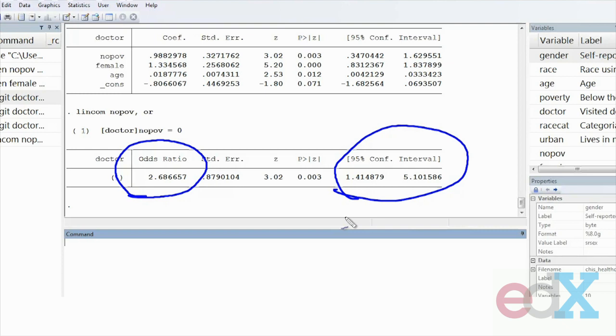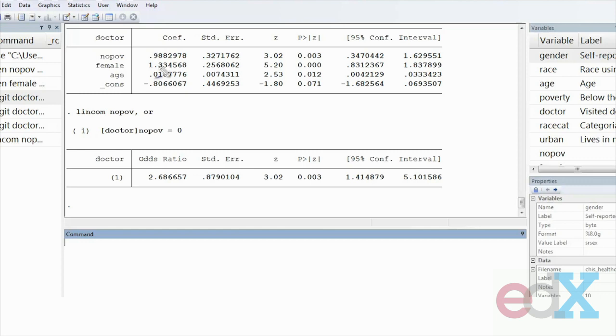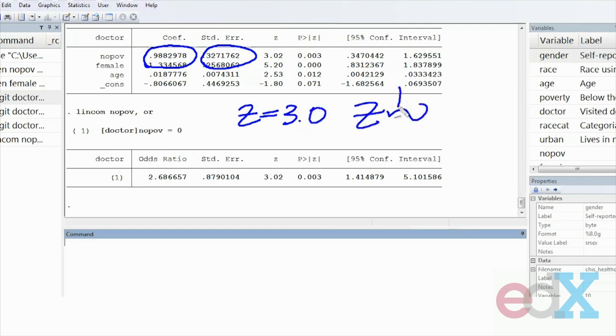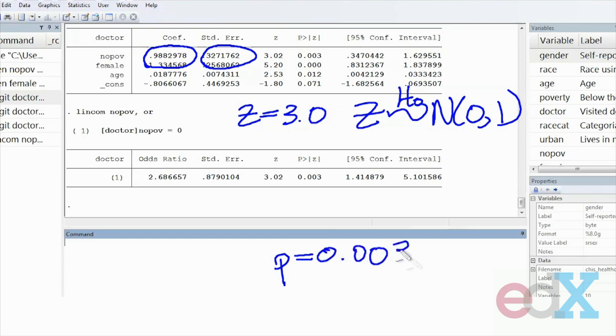Now let's test for an association between poverty and visiting the doctor in the past 12 months, conditioning on age and gender, at the 0.05 level of significance. To perform this test, we just need to test whether beta 1 is equal to 0 versus the alternative that beta 1 is not equal to 0. We find that our estimate of beta 1 is equal to 0.99 with standard error equal to 0.327. This leads to a z-statistic equal to 3.0. And we know that under the null hypothesis, z follows a standard normal distribution. Consequently, we end up with a p-value equal to 0.003.